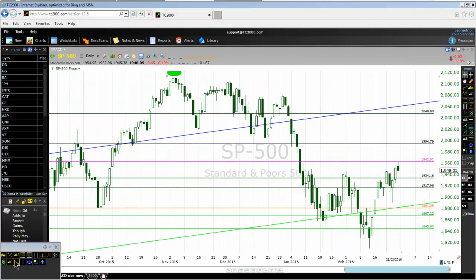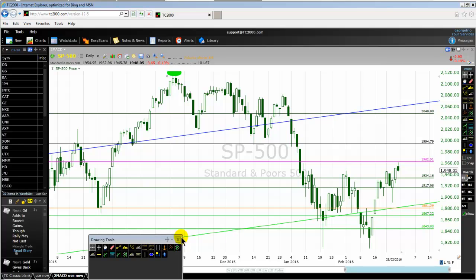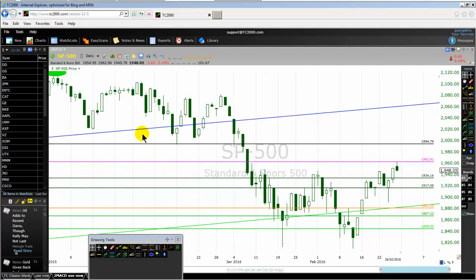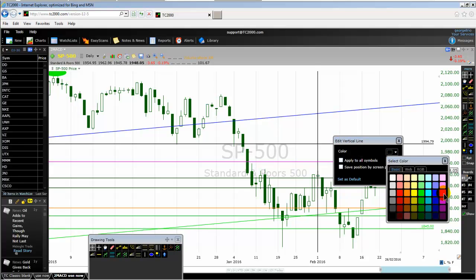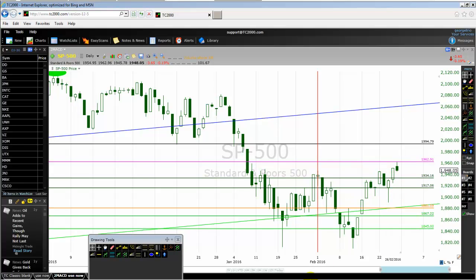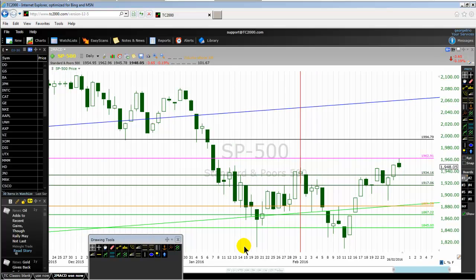I'm going to place a vertical line on the daily chart exactly where I recorded the first part of this video on the 1st of February. That's the vertical line there. You can see the lines on my chart here, except the pink line and also the orange line, which are new. Everything else was here before, since the 1st of February 2016.